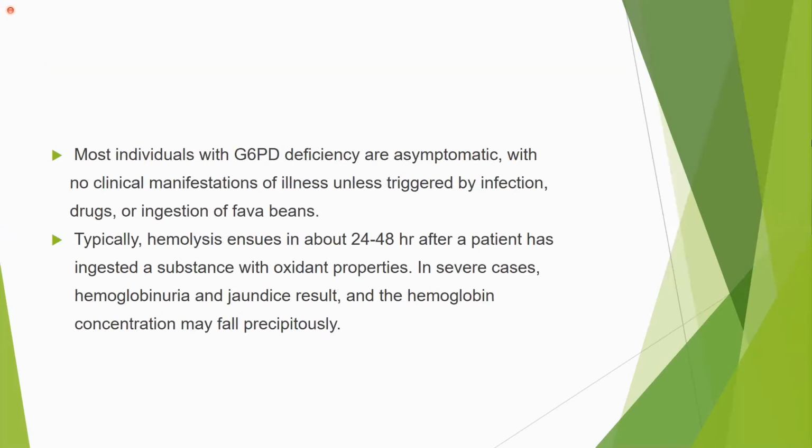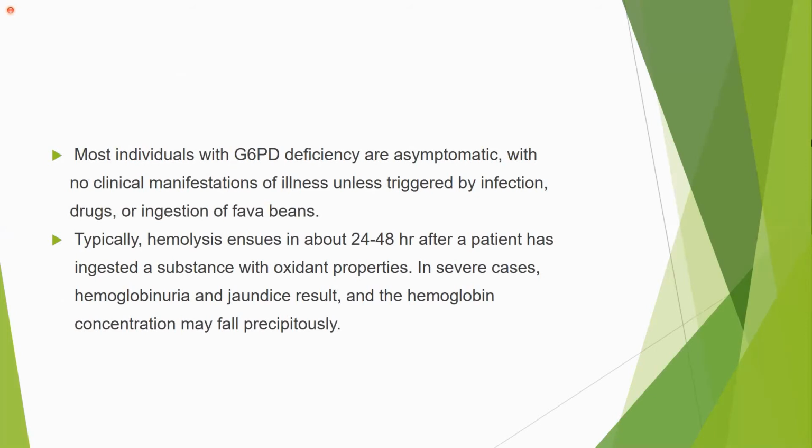Now, most individuals with G6PD deficiency are asymptomatic with no clinical manifestations of the illness unless triggered by infection, drugs, or ingestion of the fava beans. Typically, the hemolysis ensues in about 24 to 48 hours after a patient has ingested a substance with oxidant properties. And in severe cases, hemoglobinuria and jaundice result, and the hemoglobin concentration may fall precipitously.